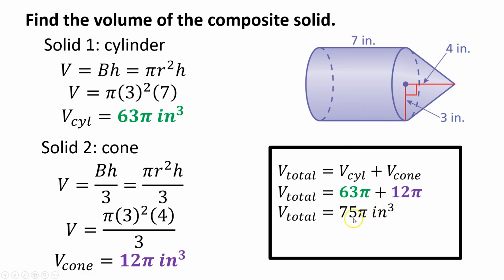Now we can multiply 75 by pi and we'll have to round. So now we only have to round once. Okay, so we have 235.6 inches cubed. All right, and that is basically, actually that's it for this problem.